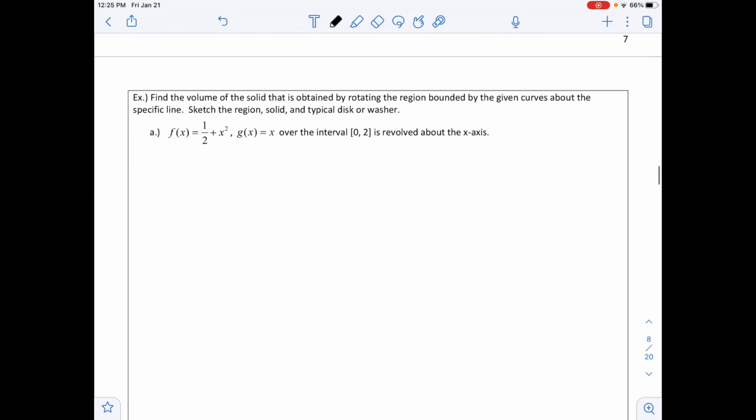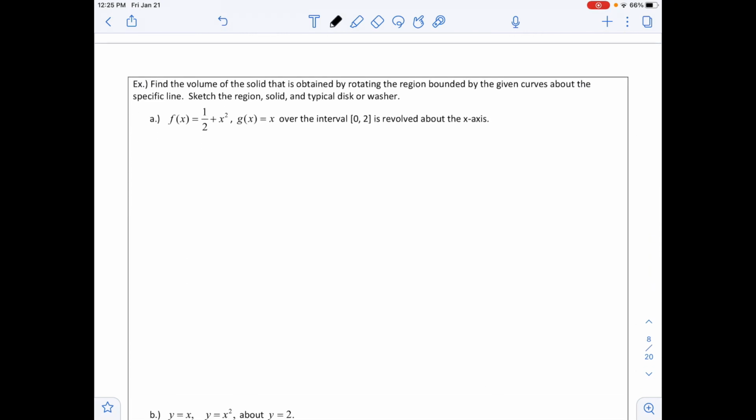So right below this we have an example. This example says find the volume of the solid that is obtained by rotating the region bounded by the given curves about the specific line. Sketch the region, the solid, and a typical disk or washer. So part A has f of x equals 1/2 plus x squared, g of x equals x over the interval from 0 to 2. And we're going to revolve this about the x-axis.